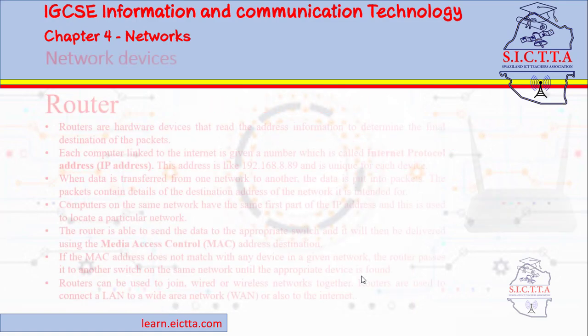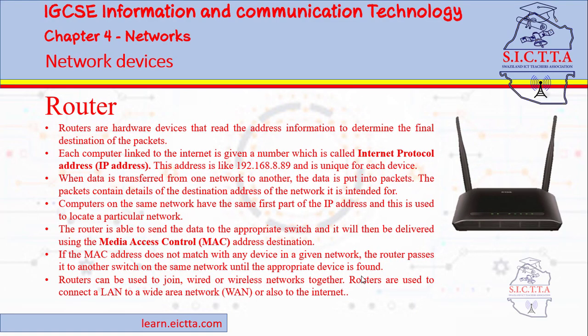We are now going to further look at the most common network devices that we have. The first one is the router. Routers are hardware devices that read the address information to determine the final destination of packets. Let's say you are sending data to another computer, so the router will determine where that data is being sent to. Each computer linked to the internet is given a number which is called an Internet Protocol address, or IP address.